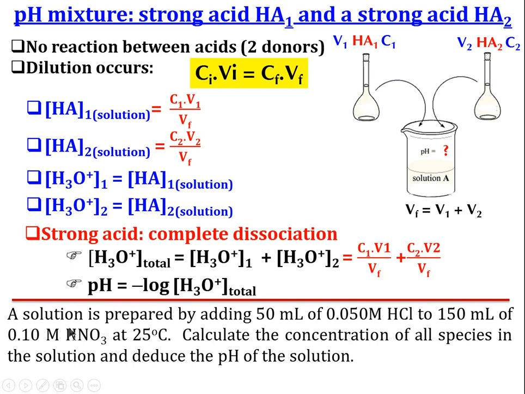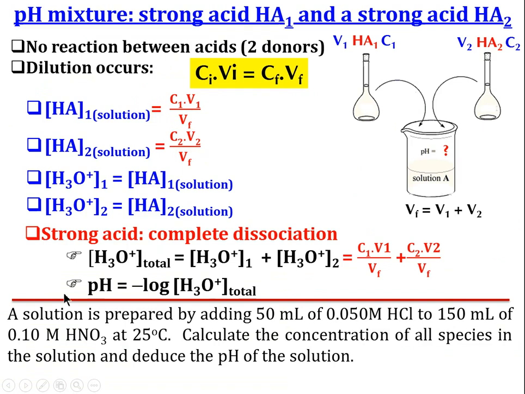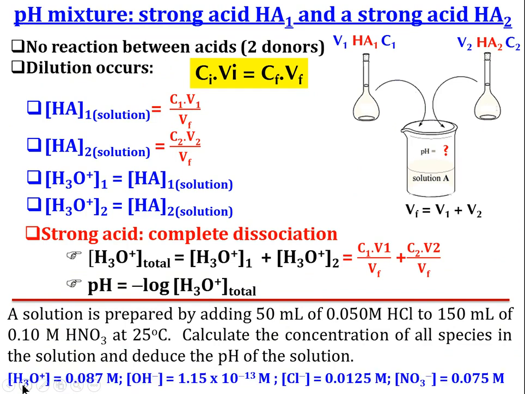By the same way, the new concentration of nitric acid in the solution after dilution is equal to 150 times 0.1 divided by V total, which is 200 ml. So we obtain H3O+ equal 0.087 molar, which is the addition of H3O+ of HCl and H3O+ of HNO3, and pay attention to calculate the concentrations after dilution.